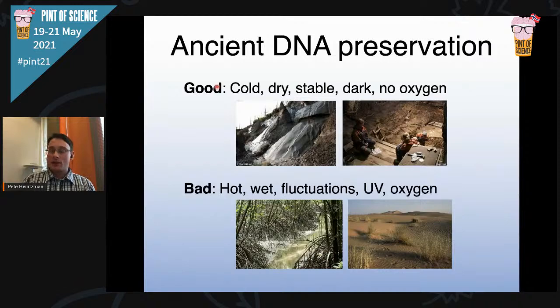DNA preserves in several environments very well. Good preservation conditions are cold, dry, and stable environments. So permafrost is perfect. Also, caves are really good environments. And bad environments for DNA preservation are basically those that are hot, wet, and have a lot of fluctuating temperature. So for example, the tropics and deserts.